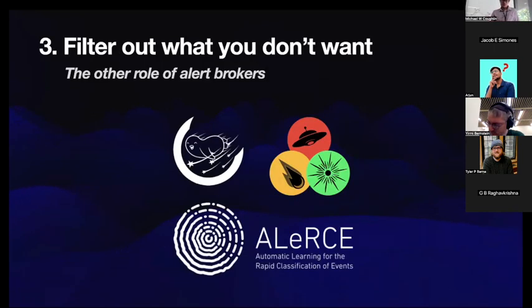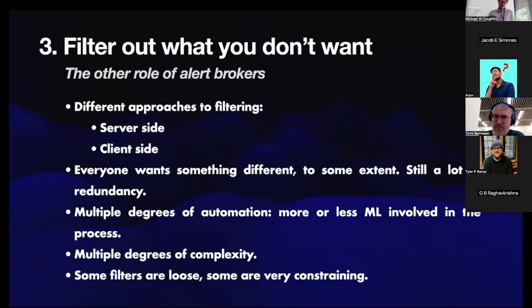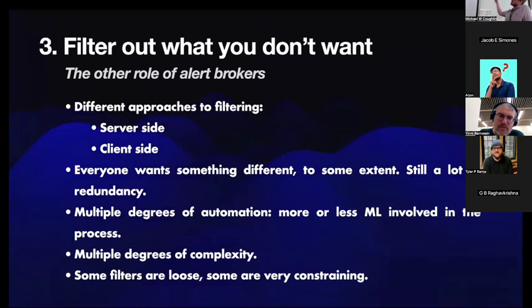Okay, now for the filtering part. This is kind of the bread and butter of what brokers do. There's a couple of different approaches, and it changes how you think about this quite a bit: server side or client side, right? What I mean here is, where are you actually running this filter? Are you running the filter at the place where the broker is, in our case at Caltech, or are you actually running it on your machine? And this has implications for how people use it, right?